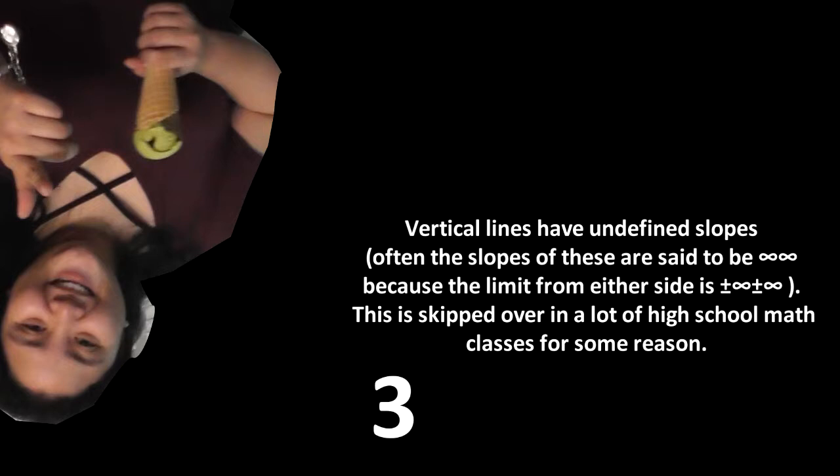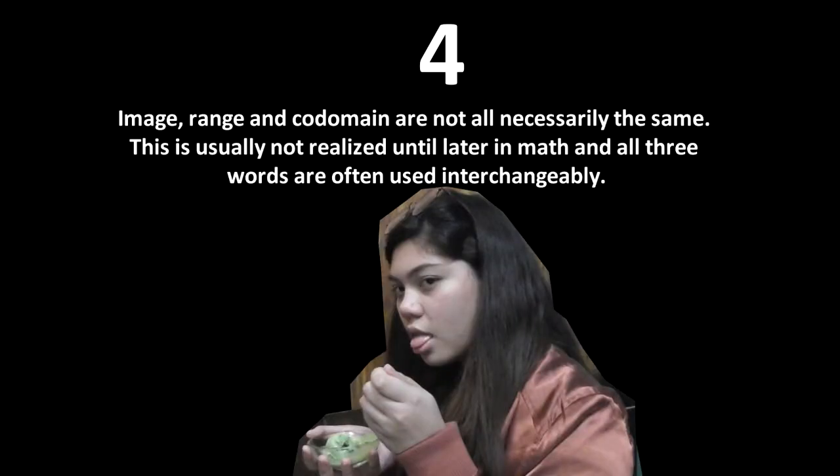3. Vertical lines have undefined slopes. Often the slopes of these are said to be infinite because the limit from either side is plus or negative infinity. This is skipped over in a lot of high school math classes for some reason. 4. Image, range, and codomain are not all necessarily the same. This is usually not realized until later in math, and all three words are often used interchangeably.